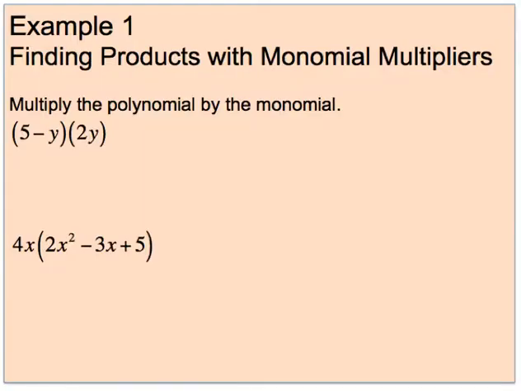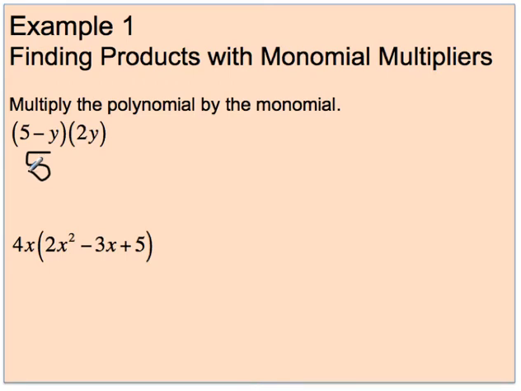Our first example asks us to find the product of a polynomial and a monomial multiplier. So here our first problem has 5 minus y times 2y. So we have the polynomial 5 minus y and a monomial multiplier 2y. What we want to do is take the monomial and multiply it by each term of the polynomial.